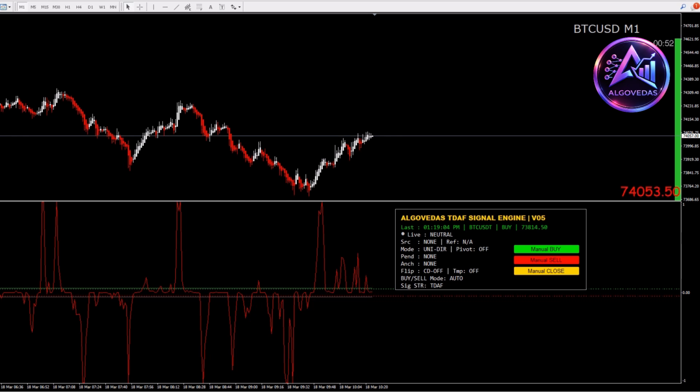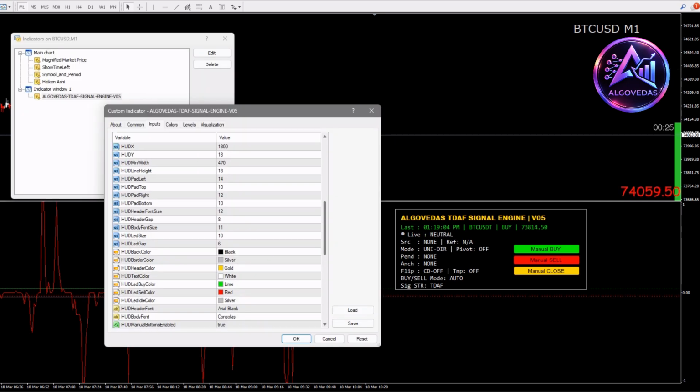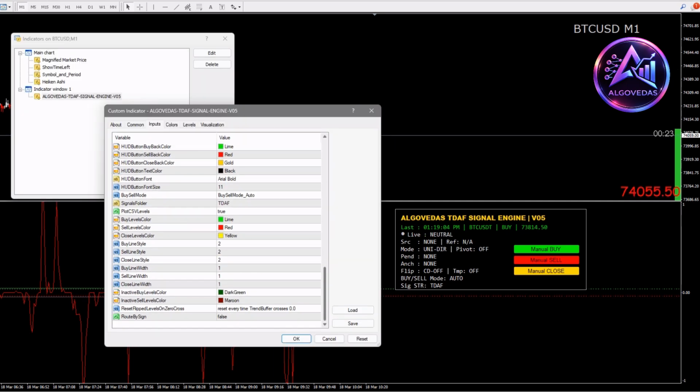Most traders don't lose because they're wrong. They lose because they act too early or too late. What if your system only acted when logic was fully aligned? Let's start with the heart of the system, the engine mode.